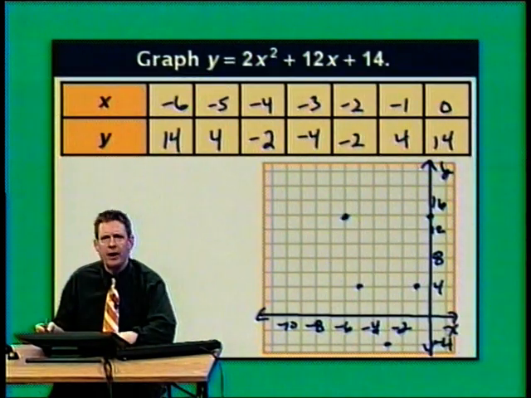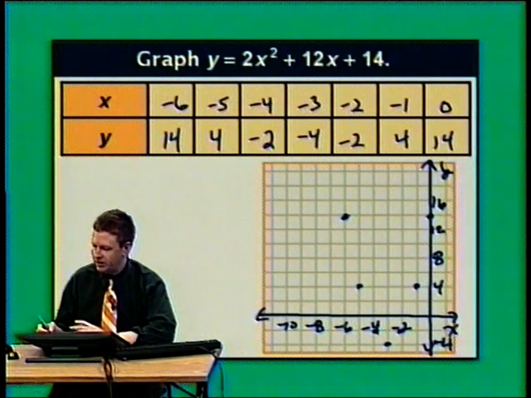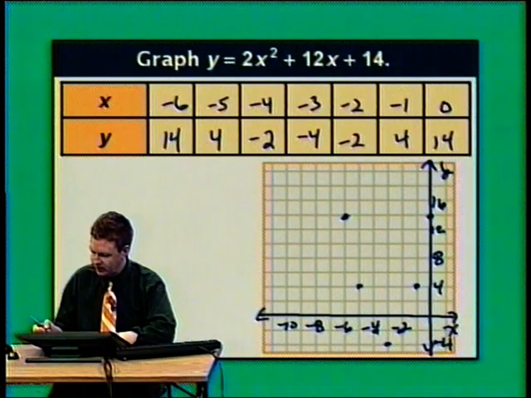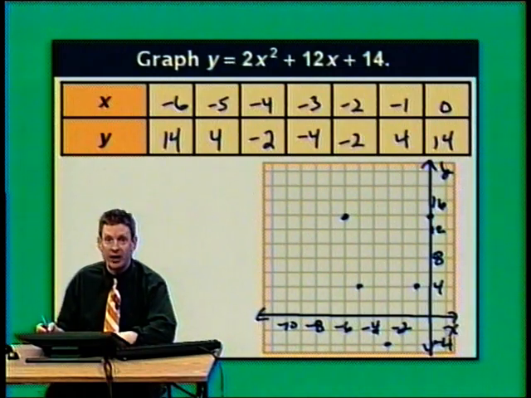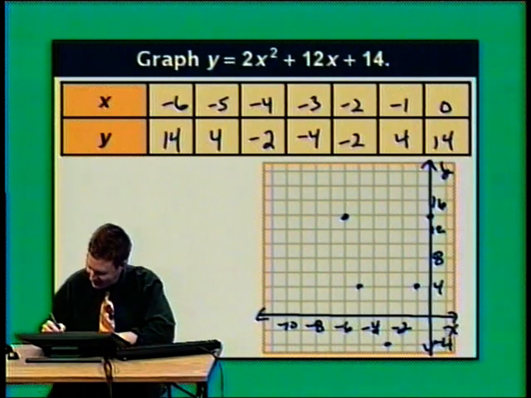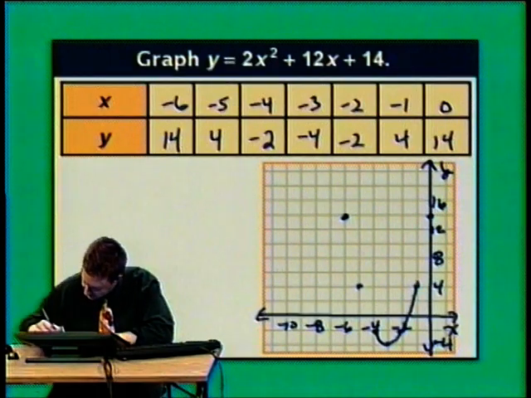When x is 1, what's the value of y? Well, it's 2 plus 12 plus 14, which is 28, which is way off our grid. So we're off our grid at x equals 1, so we must also be off our grid at x equals -7. So let's connect our points.